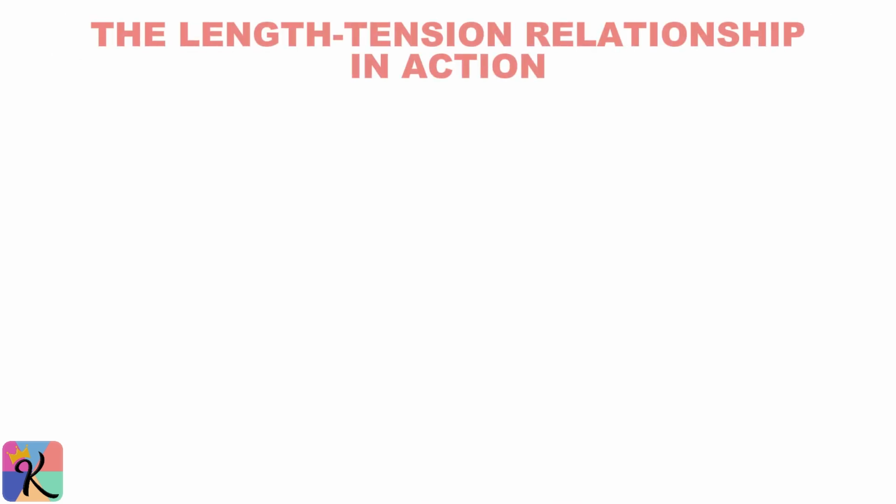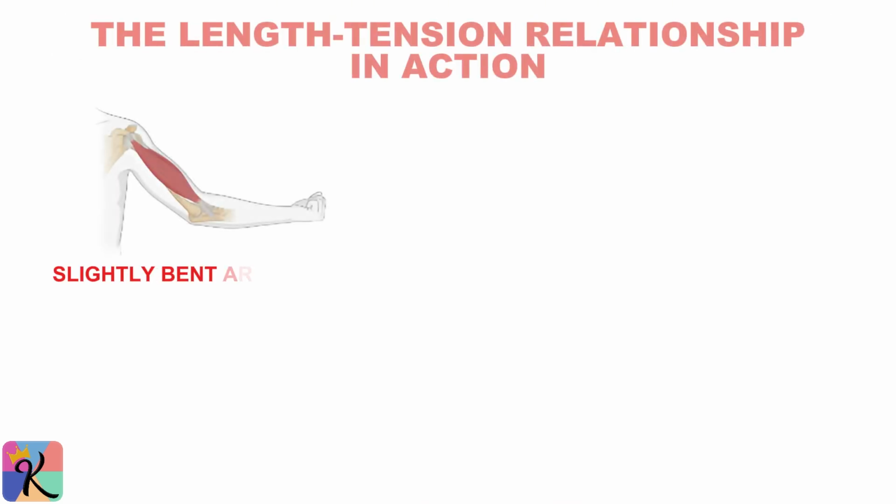Let's consider how the length of a muscle affects its ability to generate force. Take your biceps muscle, for example. When your arm is slightly bent, the sarcomeres are at an optimal length, allowing maximum overlap between actin and myosin. This position enables the strongest contraction.